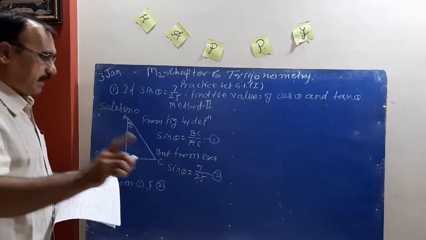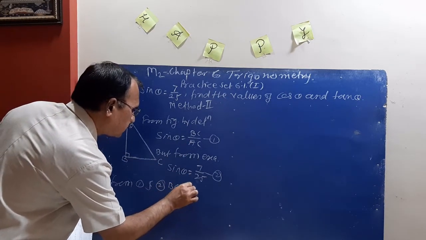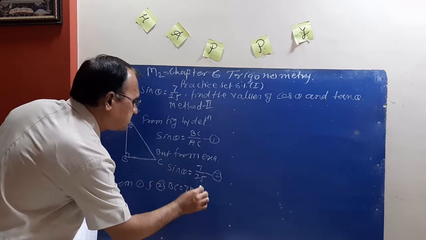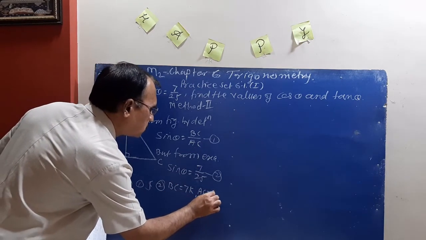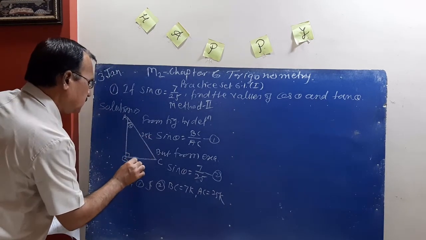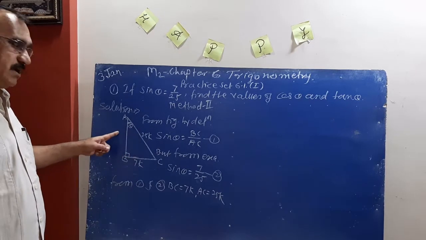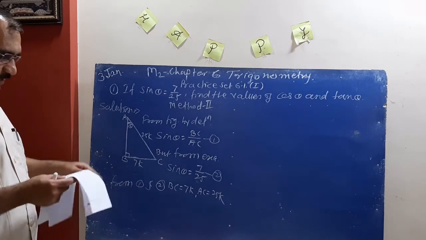Common multiple is K. BC is equal to 7K and AC is equal to 25K. This is 25K and this is 7K. If we know these two sides, we can easily find the third side with the help of Pythagoras theorem.